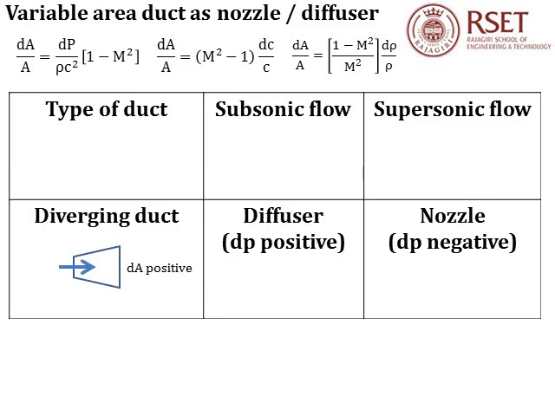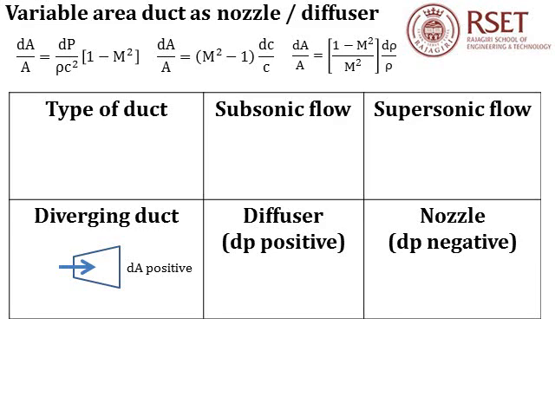Now let's see the case for a diverging duct. Consider a subsonic flow entering a diverging duct. As the flow progresses, it experiences increasing cross-section area, that is, dA value is positive. For a subsonic flow, the term 1 minus M squared yields a positive value and the term M squared minus 1 yields a negative value.